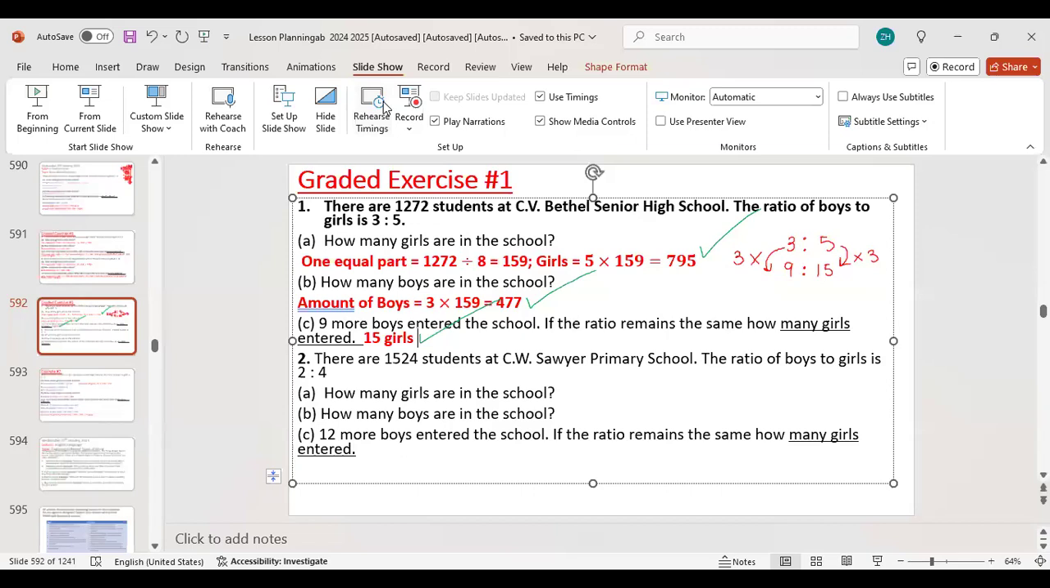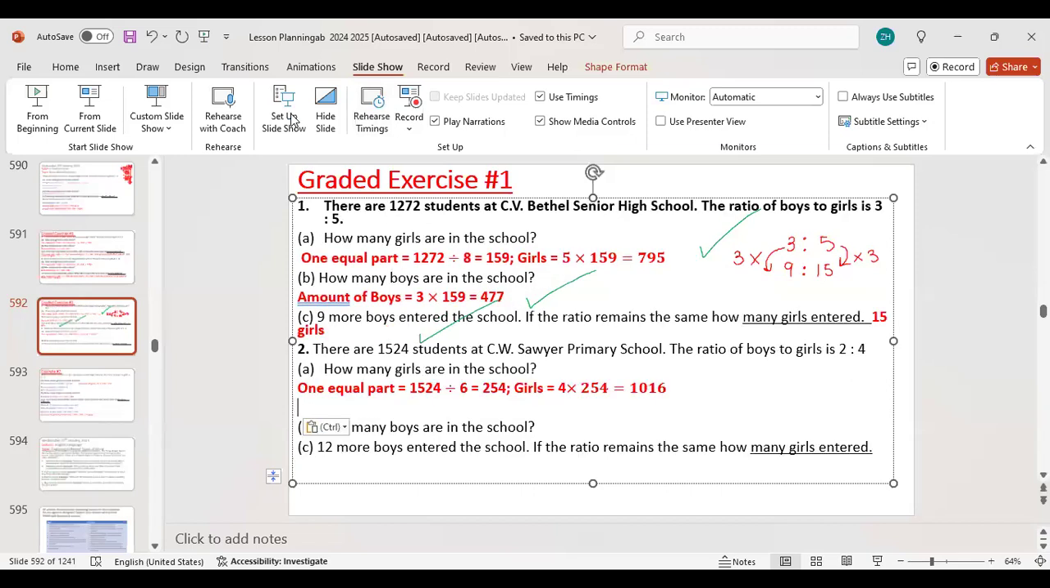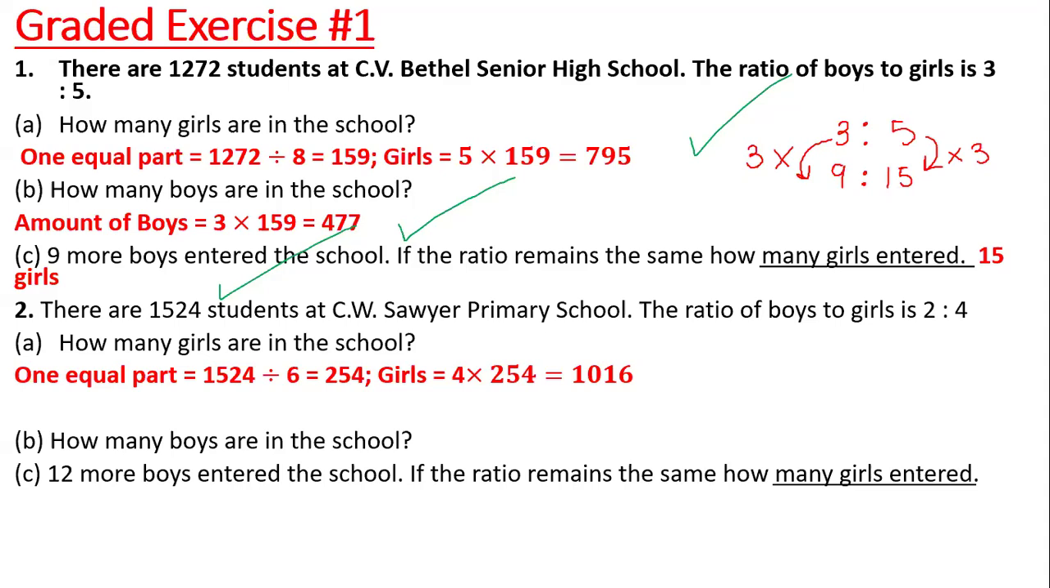How would you do it, Jasmine? What's the first thing you need to do? For the girls, I would find the 1 equal part. And how would you find that? I would find the 1 equal part by dividing 1,524 by 2 plus 4.